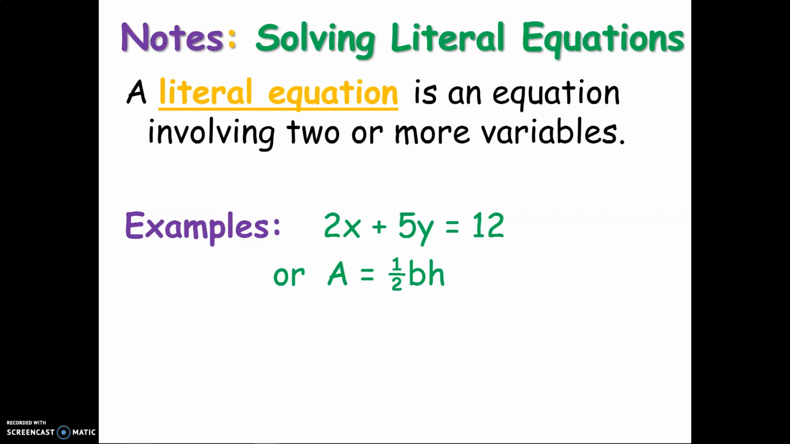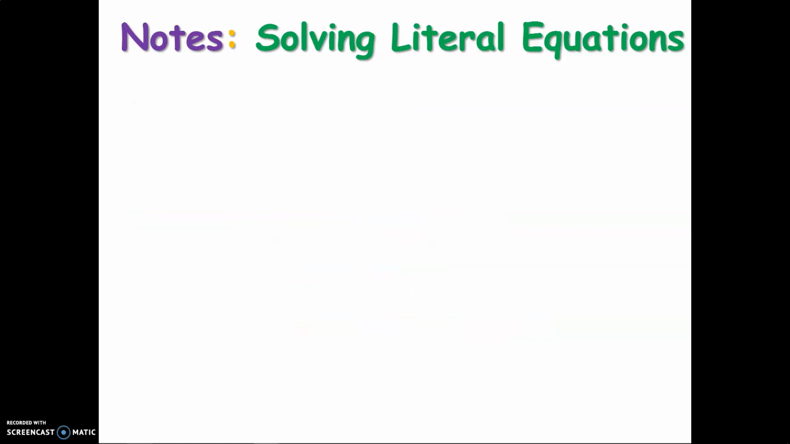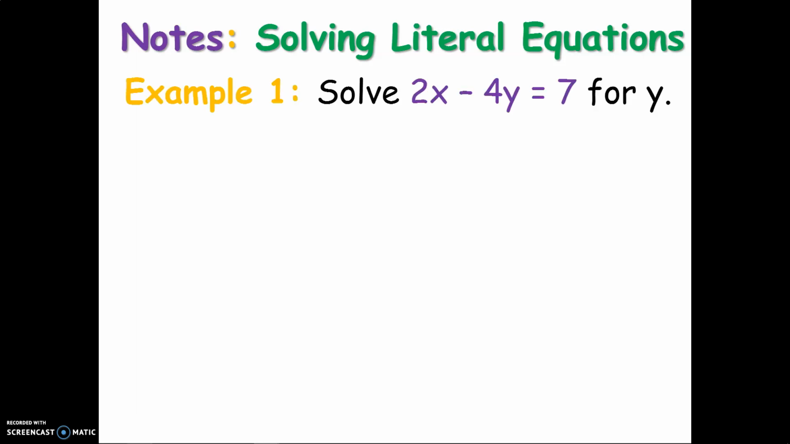Or A equals 1/2 bh. It has three variables. That's the formula for the area of a triangle. Or 5 times the quantity 3a minus 4 is equal to 10b is a literal equation. Literal equations can be solved, but not in the same way we were solving our equations that had just one variable. The process is the same, but in this case we will not get a single value when we solve. We'll just get a modified version of the equation.